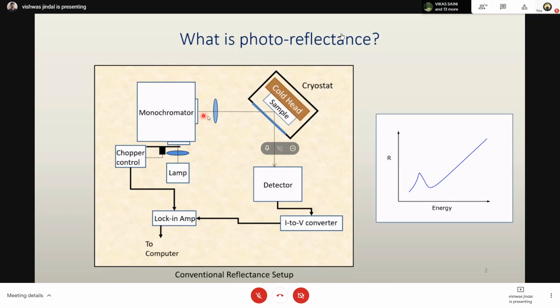So this probe beam hits your sample, which you can place in a cryostat to cool it to whatever temperature, we can go down to 4.2 Kelvin, and then the reflected light comes onto our detector, which can be a silicon photodiode or PMTs. This detector will give you a response, which is usually a current corresponding to the intensity of light falling on it. This current you convert to voltage using an I2V converter, because voltages are easier to measure, and then you measure it through a lock-in amplifier. I guess everyone here knows what a lock-in amplifier is.